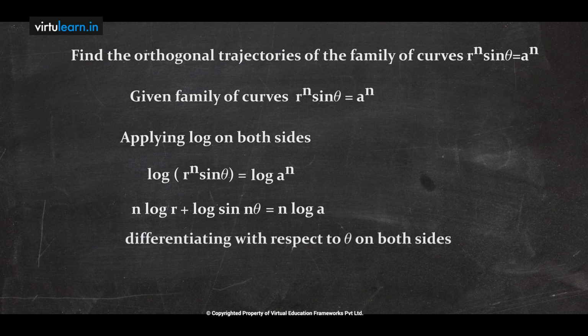Now differentiate with respect to theta on both sides. Differentiation of log r is 1 by r into dr by d theta. Now n is constant, so we get n into 1 by r dr by d theta plus 1 by sin n theta times the differentiation of sin n theta, which is cos n theta again into n, equals n log a, which is purely constant. When differentiating with respect to theta, it becomes 0. Now cos n theta by sin n theta is nothing but cot n theta.